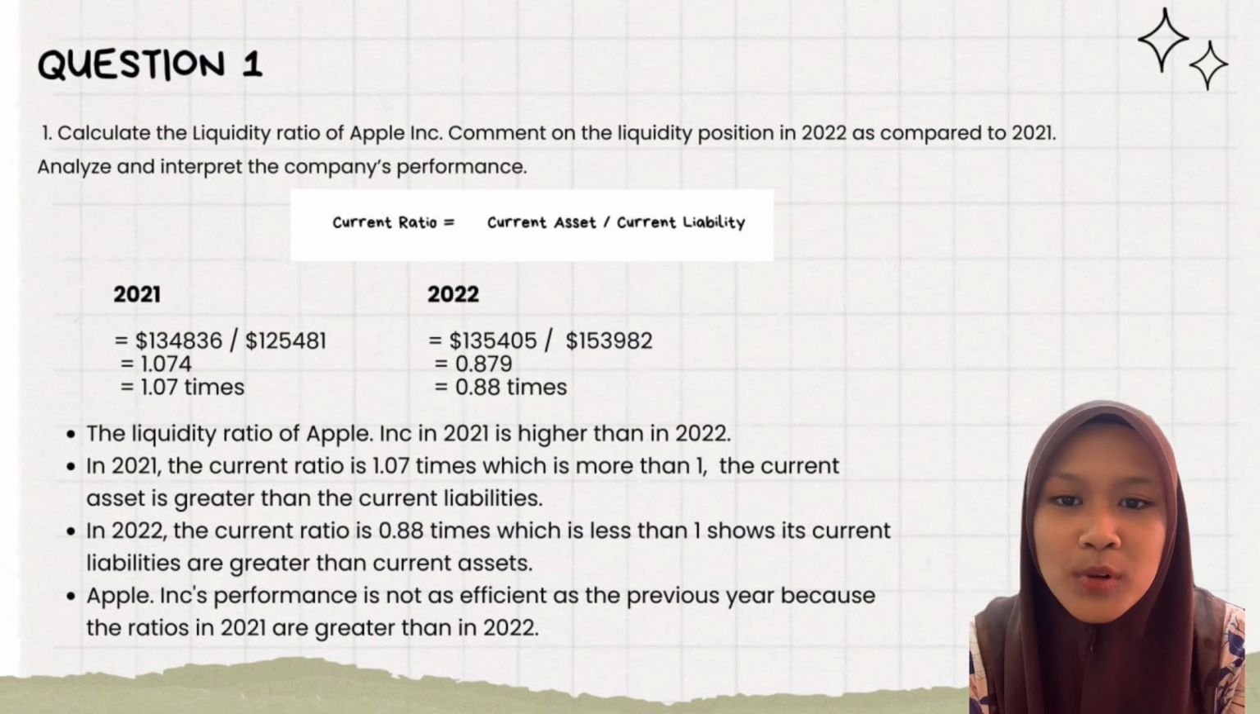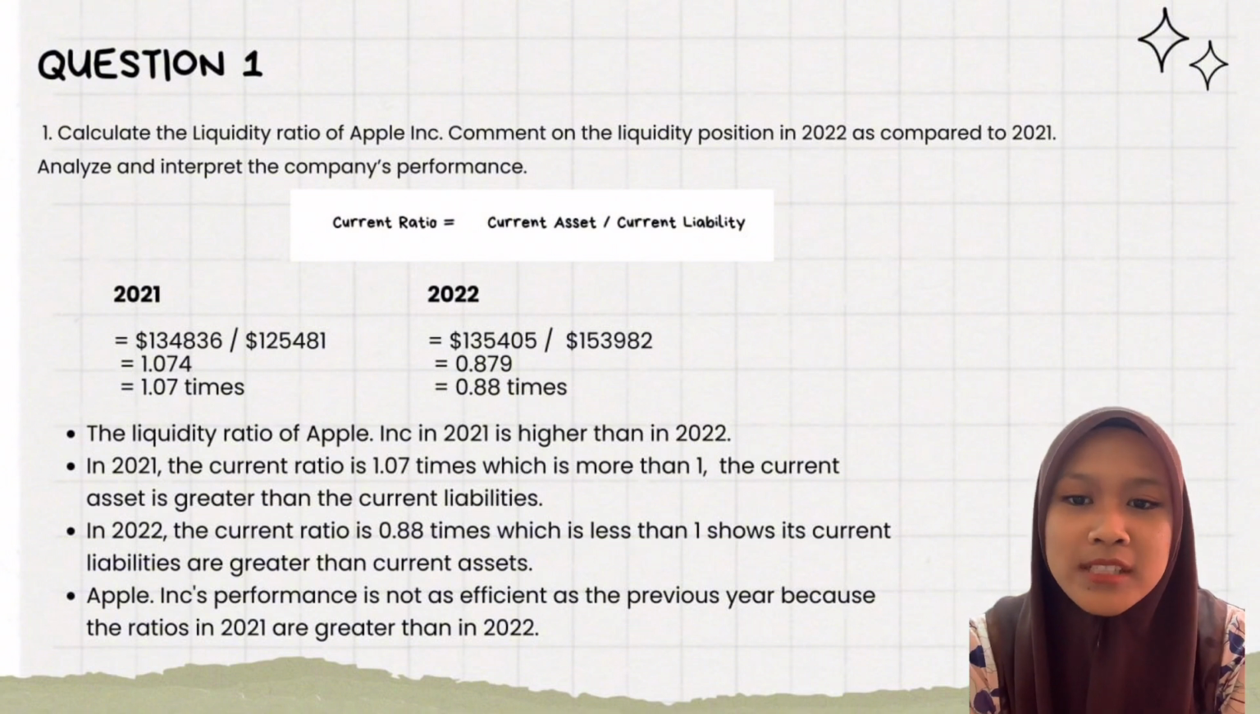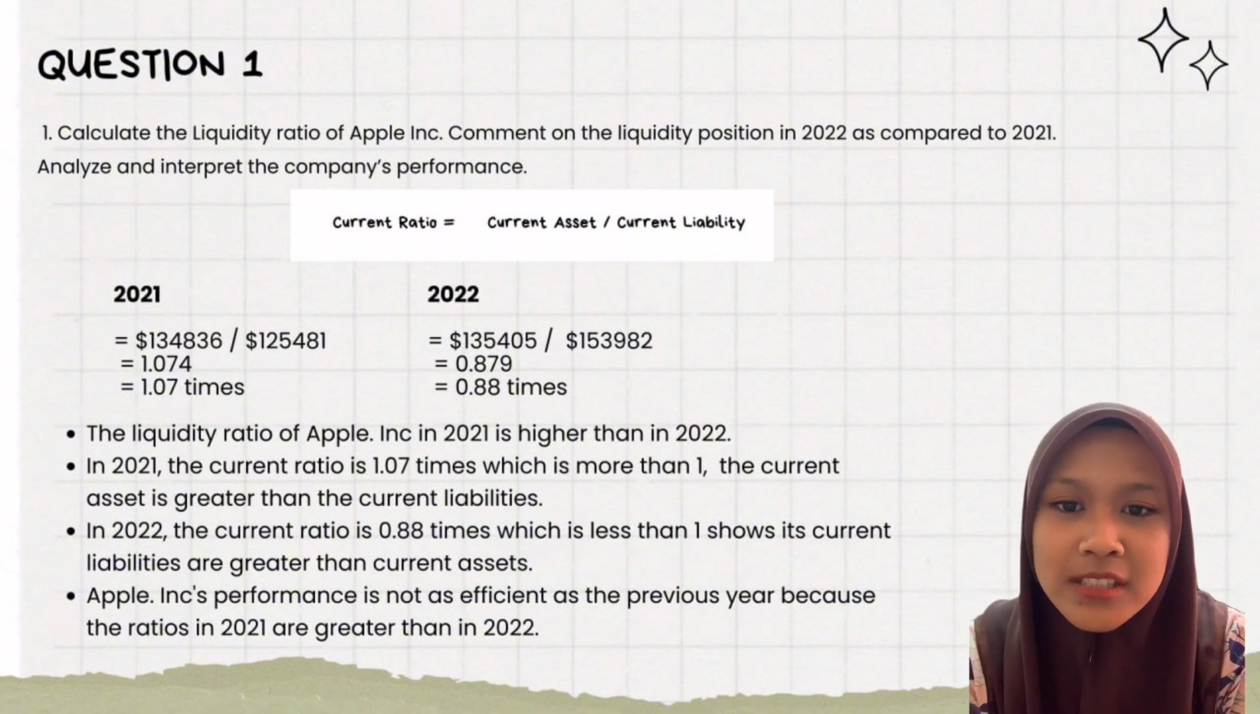On 2021, $134,836 divided by $125,481. The answer is 1.07 times. The ratio is greater than 1 and clearly shows that its current assets are greater than current liability, which is good for every company that runs a business.